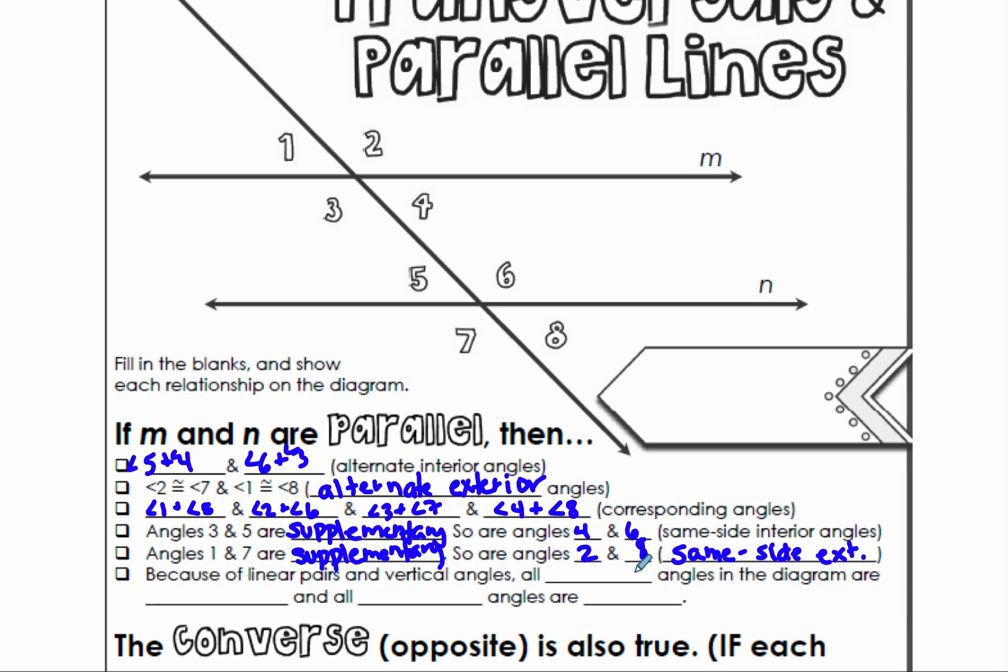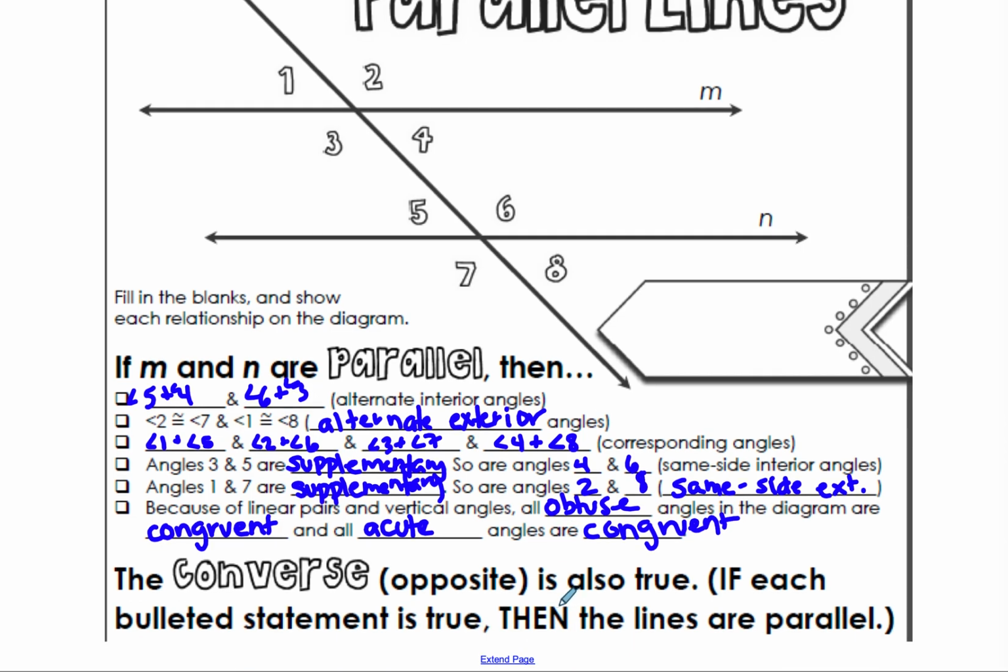Because of linear pairs and vertical angles, all obtuse angles in the diagram are congruent. Remember, congruent means equal. And all acute angles are congruent. The converse, the opposite, is also true. If each bulleted statement is true, then you know for sure that the lines are parallel.